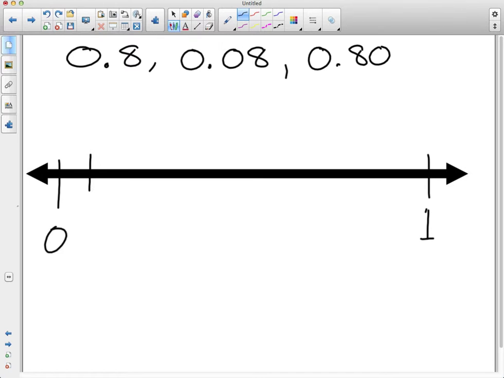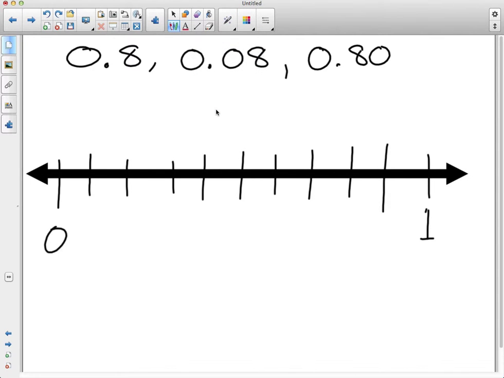Count again. 1, 2, 3, 4, 5, 6, 7, 8, 9. 10 is our last hash mark, which is marked on 1. Let's double check, make sure that we have 10 equal pieces. Count with me, ready? Begin. 1, 2, 3, 4, 5, 6, 7, 8, 9, 10. Robbie, what do we know and what did we accomplish now by dividing it into tenths?